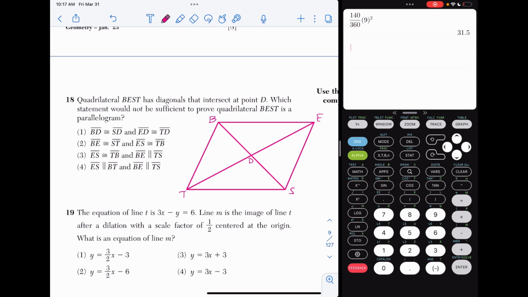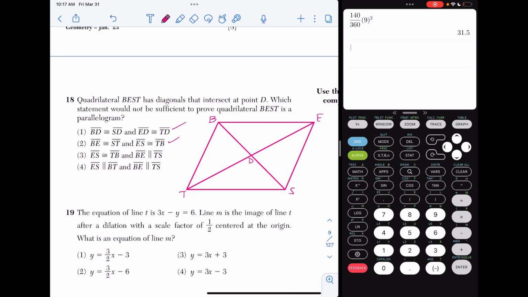Choice 1, BD and SD are congruent. ED and TD are congruent. That's true about a parallelogram, that the diagonals bisect each other. So that tells me I have a parallelogram. Choice 2, BE is congruent to ST. And ES is congruent to TB. That's true in a parallelogram. The opposite sides are congruent.